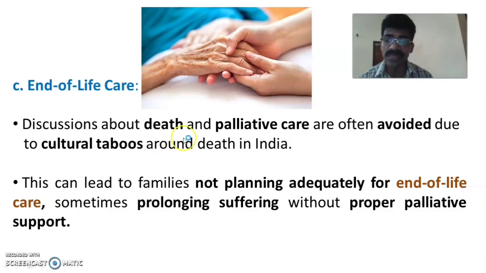So in India, discussion about death and palliative care is very minimal or completely avoided because of our cultural taboos and practices. This can lead to families not planning adequately for the end-of-life care of terminally ill persons in the family. Sometimes that may prolong the suffering of the person without proper treatment or palliative care support. If it is planned well in advance, that may reduce the suffering and they will get a peaceful end. So that is about end of life care. These are the three factors under religious and cultural belief impact.